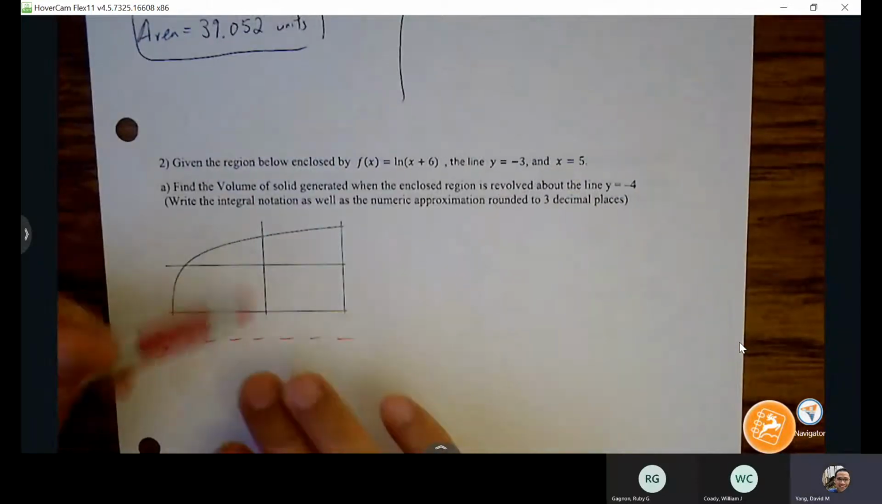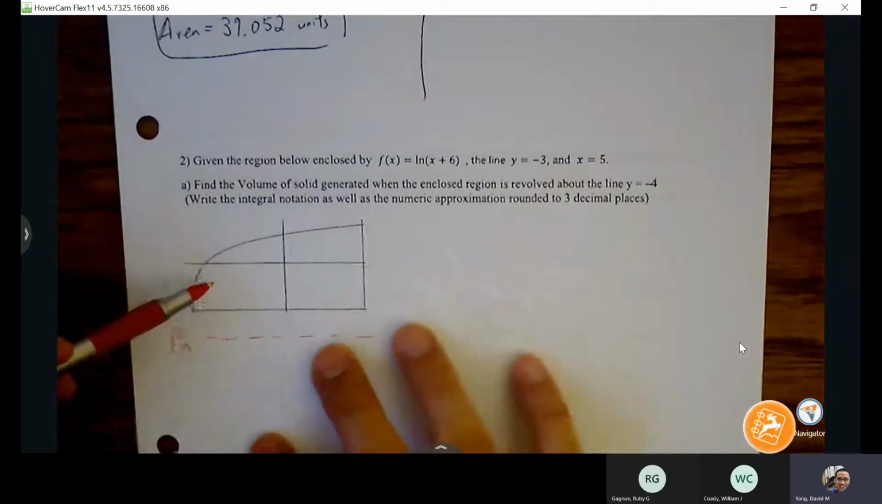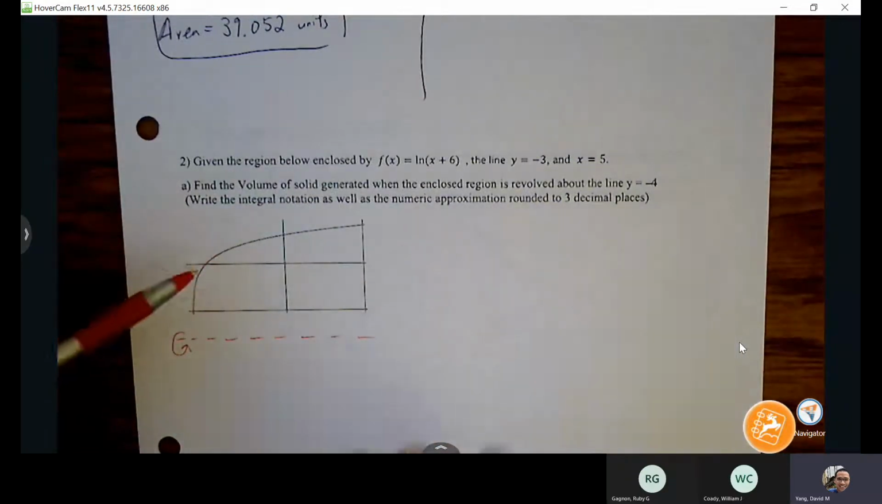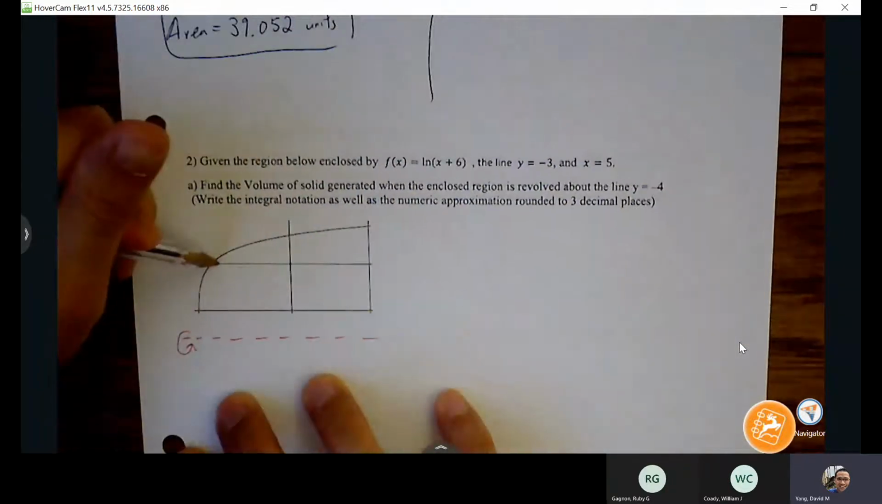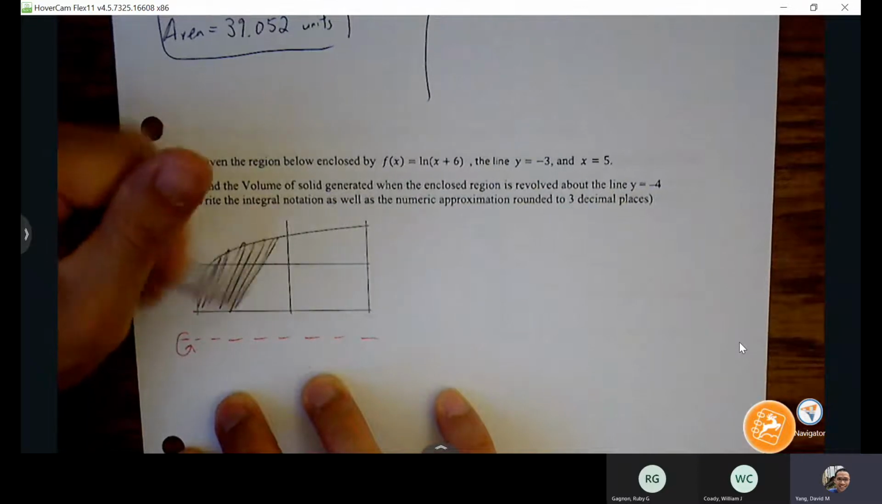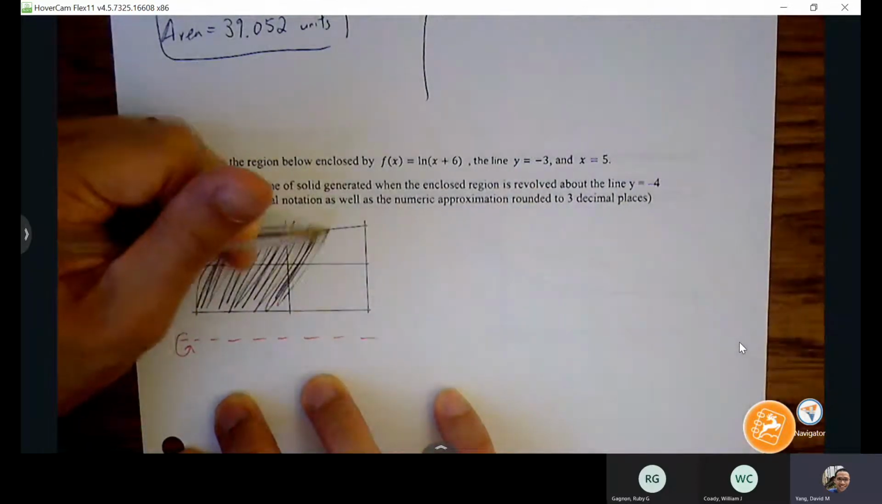Now I drew the x and the y axis as frame of reference, but it's not going to play a role at all for your shaded region. You're just looking at the boundaries. Whatever is inside the boundary is just not going to matter at all.